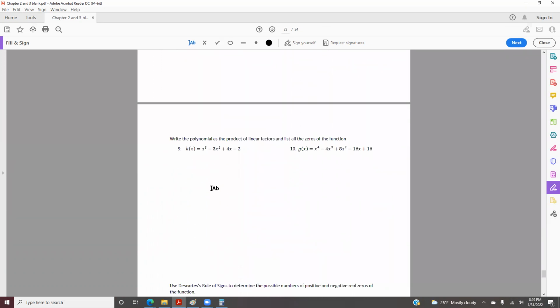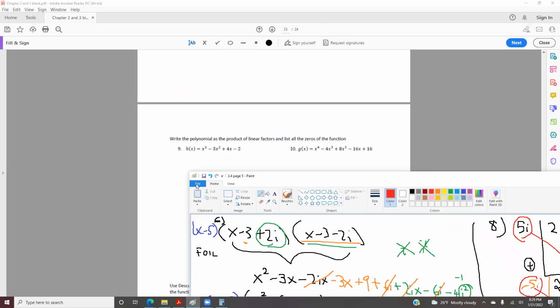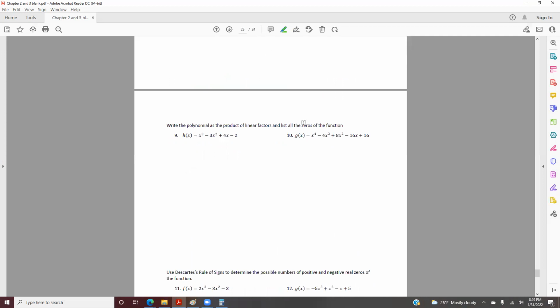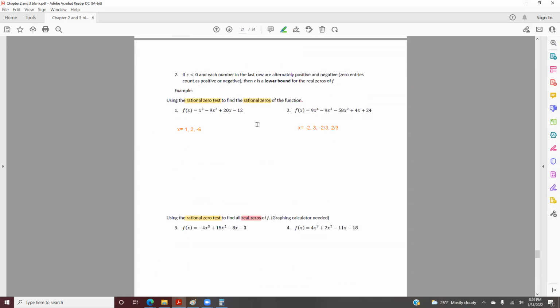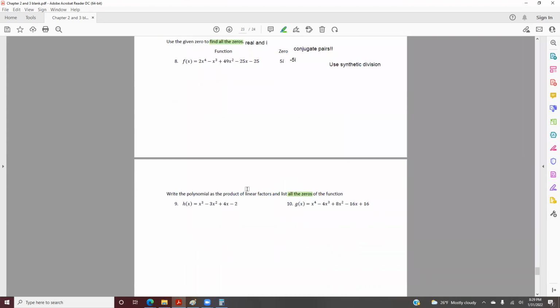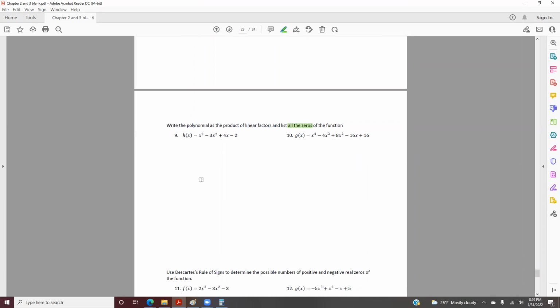Questions 9 and 10 are a repeat of what we did in the beginning of the class, questions 1, 2, 3, 4. But this time they want you to list all the zeros. Last time, if you remember, on questions 1 and 2, they wanted rational. This one they want real, and this time they want all zeros. All means including rationals, irrationals, i, complex, everything goes in there.